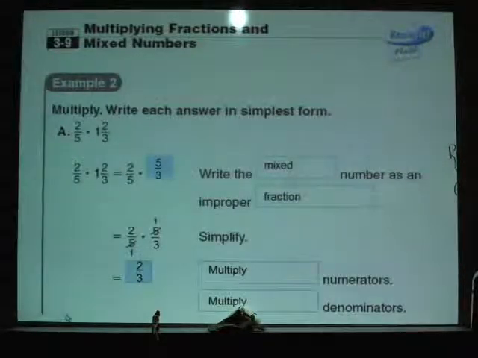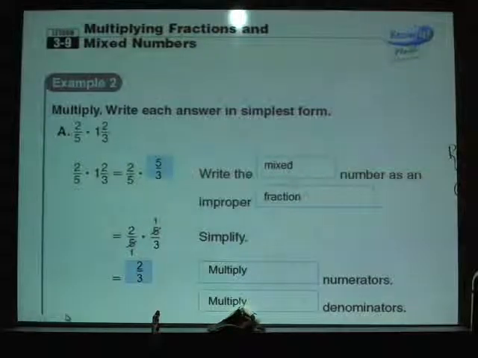So now they're asking us to multiply together 2/5 and 1 2/3 in example 2, and we're supposed to write our answer in the simplest form. Now, unlike adding and subtracting involving mixed numbers, you cannot tackle these in parts. For instance, if we were doing 1 2/3 times 4 1/3, we can't do the 4 times 1 and the 2/3 times the 1/3 and put those answers back together and say, we're done. It doesn't work that way.